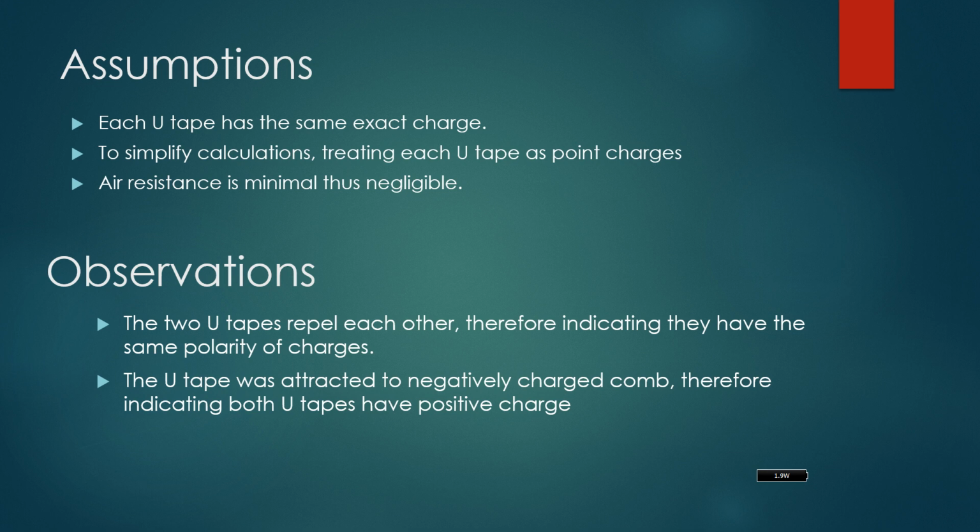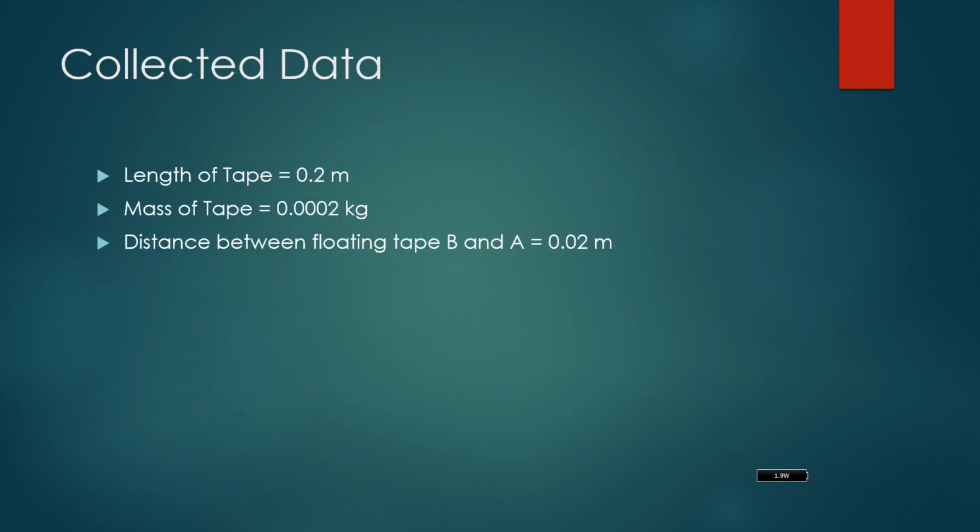We treat each U-tape as a point charge because otherwise we'd have to consider things like charge distribution on the tapes and so on. We ignore air resistance to further simplify the problem. The two U-tapes repel each other, therefore indicating they have the same polarity of charges. The U-tape was attracted to the negatively charged cone, therefore indicating both U-tapes have positive charge. We collect three data points: length of tape, mass of tape, and distance between the floating tapes when B is floating.